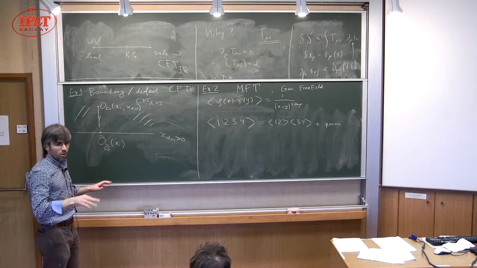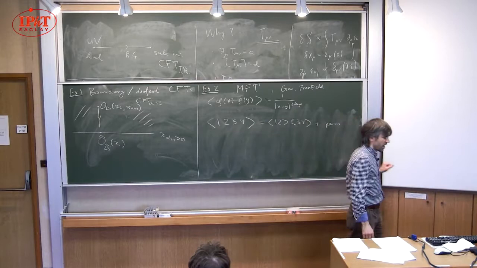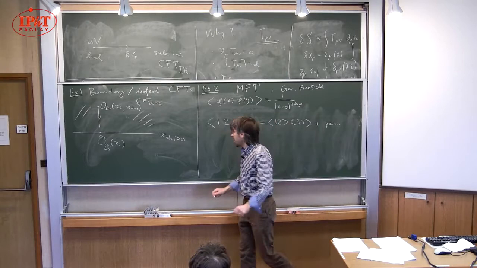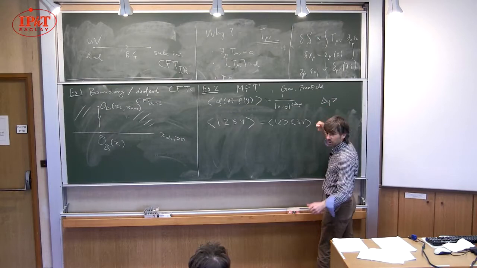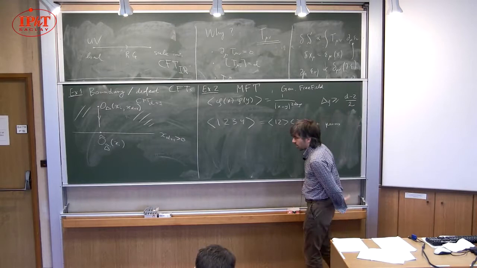So far, the only difference from free massless scalar theory is that delta phi is a free parameter. I can choose delta phi to be any number. And if I want it to be unitary, I should choose it larger than or equal to d minus 2 over 2. But otherwise, it's a free parameter.